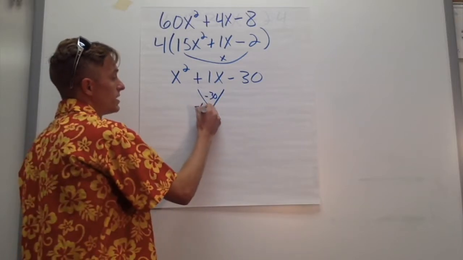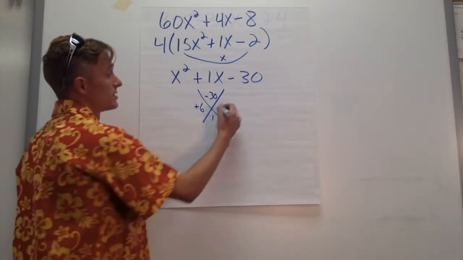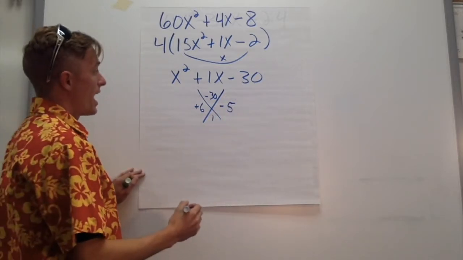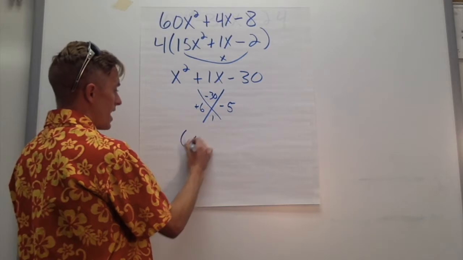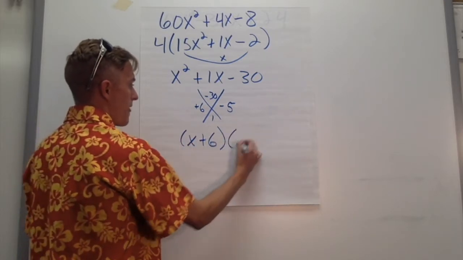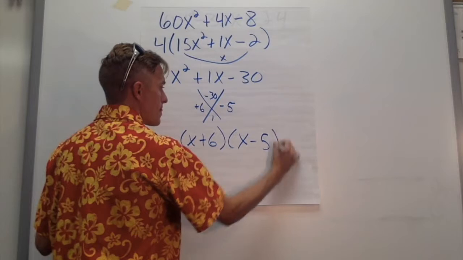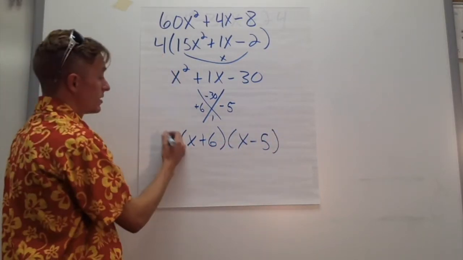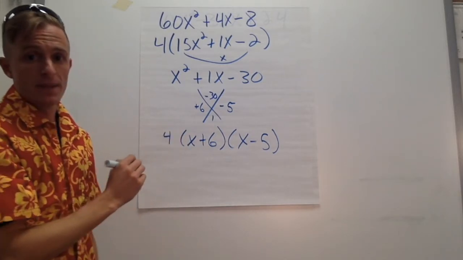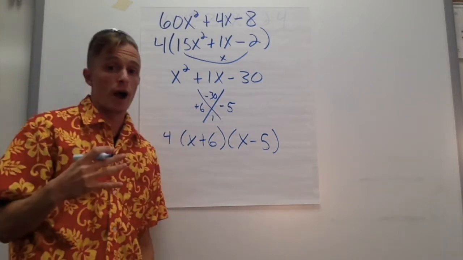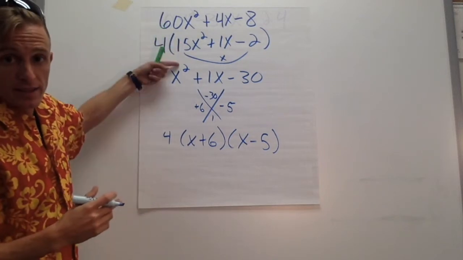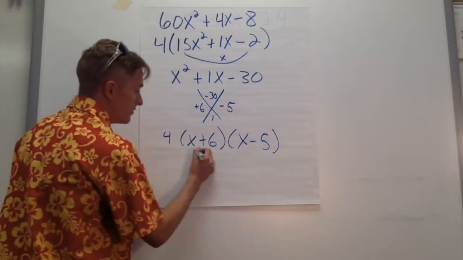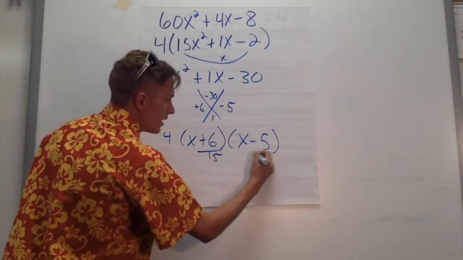Well, that is positive 6 and negative 5. And our factors are going to be x plus 6, x minus 5. And I'm going to bring down this 4 that we took out at the beginning to make sure we still have that. All right. Now, what number did we drop from this step to this step? We dropped the 15, so we've got to bring it back in. So let's do that. Divide by 15 and divide by 15.